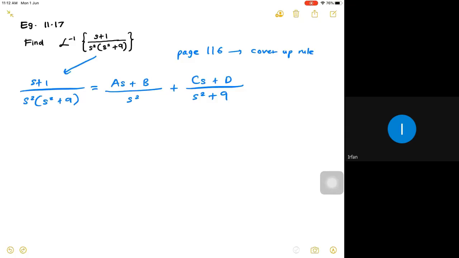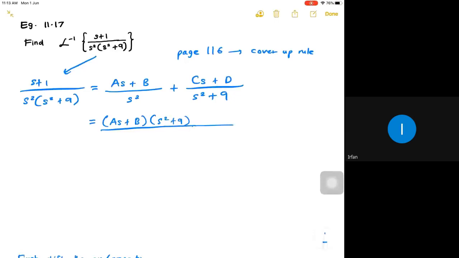So right now, the top of the fraction should be as plus b and cs plus d, where a, b, c, d are the constants that we need to find. So right now, I want to add both of them to find the value of a, b, c, d. So we just multiply with both denominators. So as plus b multiply with s square plus 9, plus cs plus d multiply with s square.